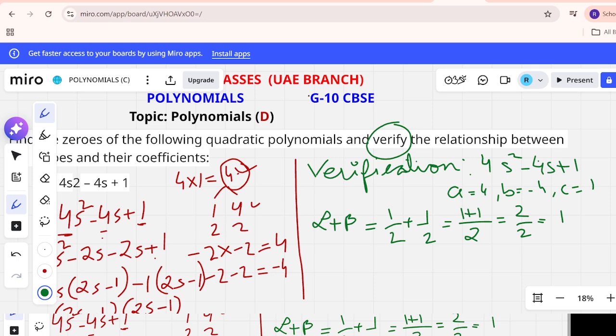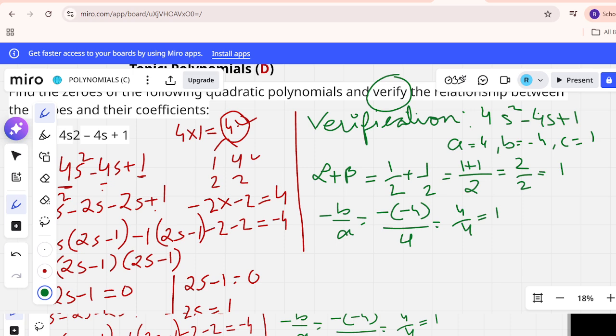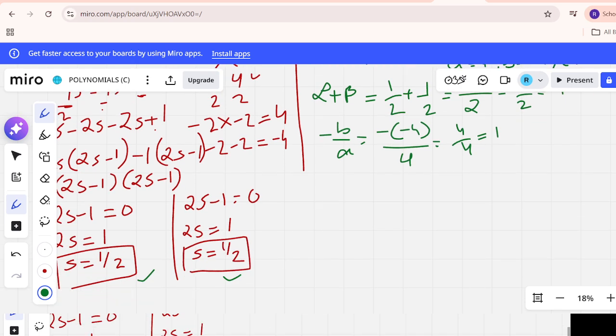According to our formula, the sum of the zeros is minus b over a. What is b? b is negative 4, and a is 4. So 4 over 4 equals 1. So the sum of the zeros is equal to minus b by a, hence proved.